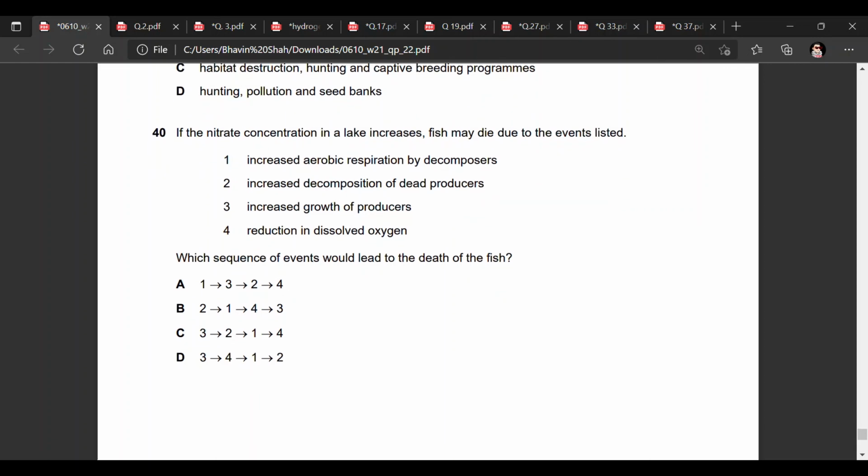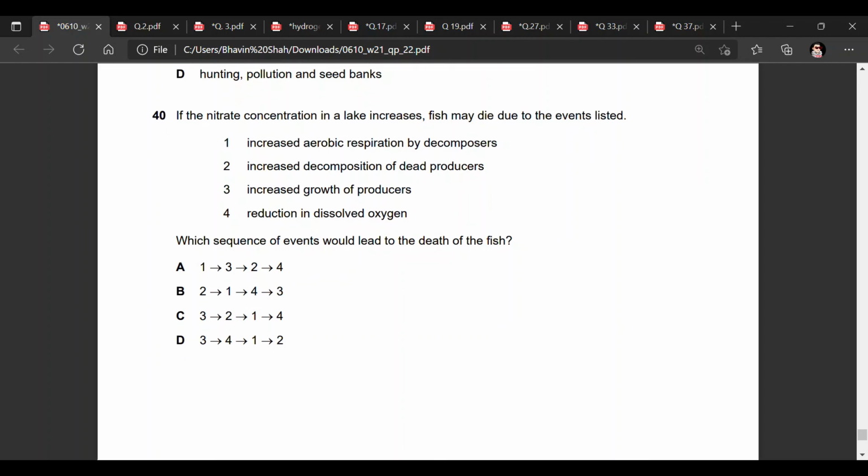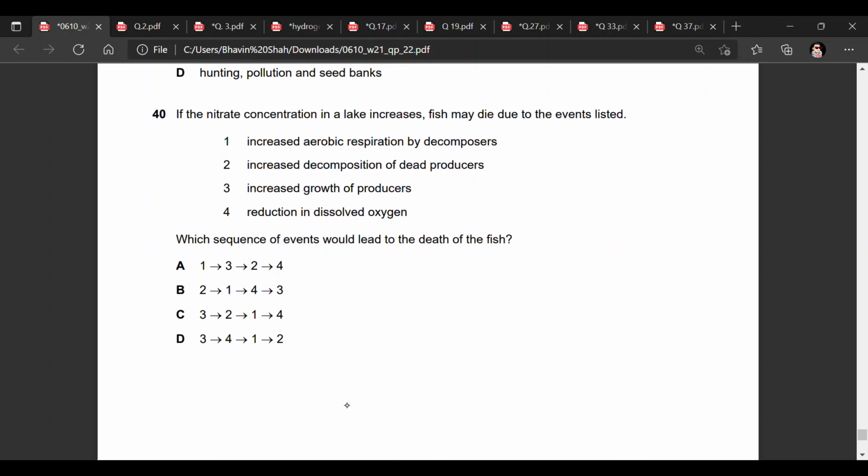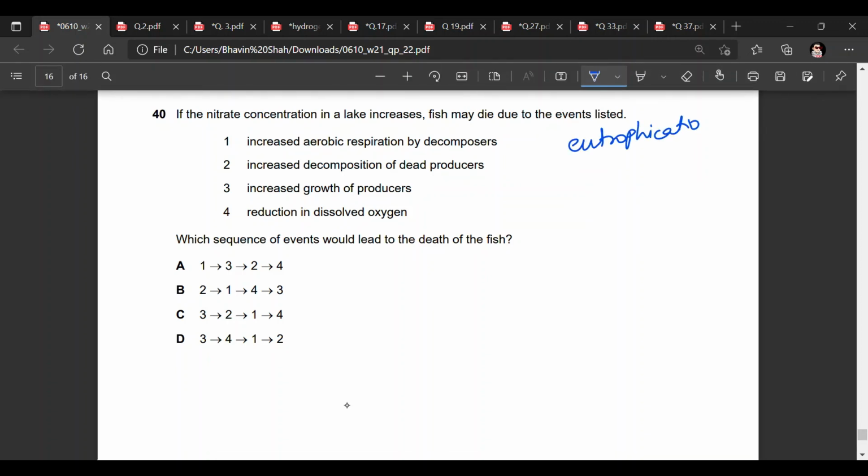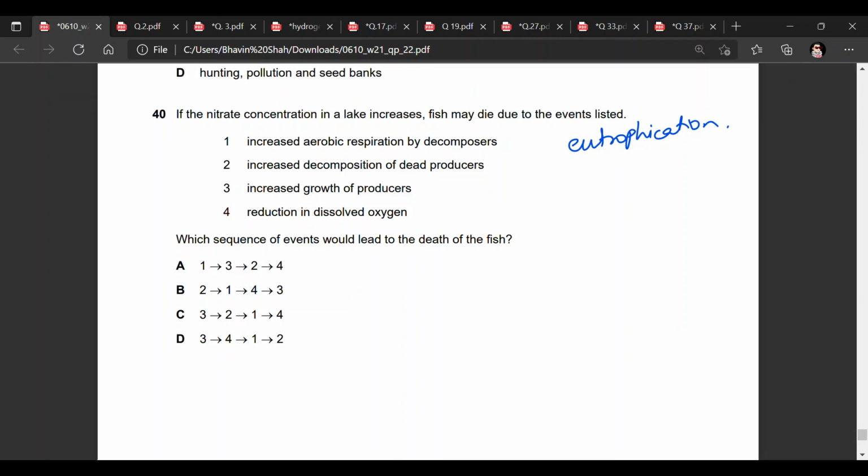48. If the nitrate concentration in the lake increases, fish may die due to events listed. The key word we are talking about here is eutrophication. In eutrophication, which sequence of events will lead to the death of the fish? We are looking at increased aerobic respiration by the decomposers, which comes later, increased decomposition of the dead producers, increased growth of the producers, and reduction in the dissolved oxygen.